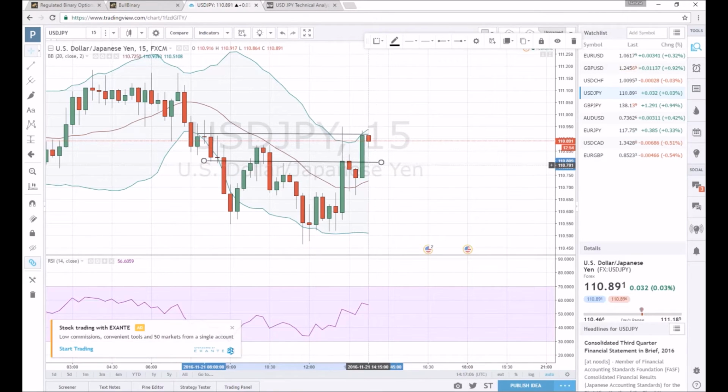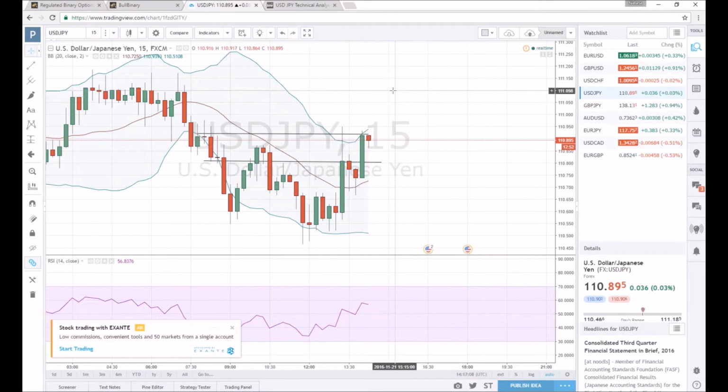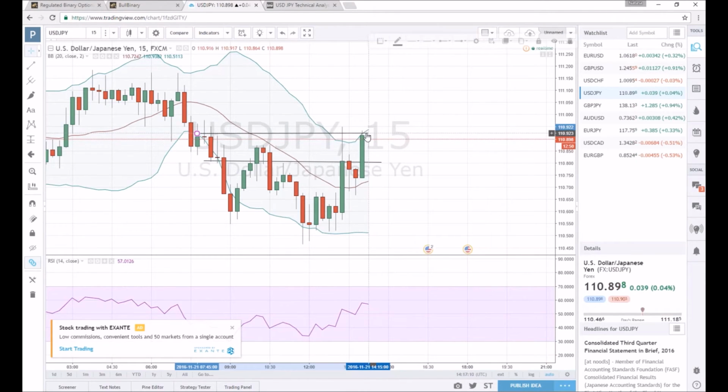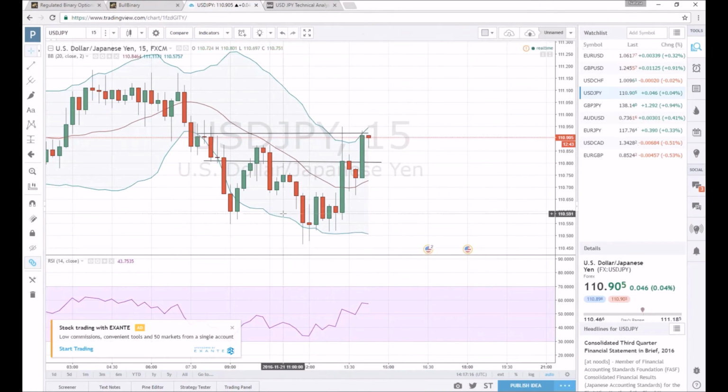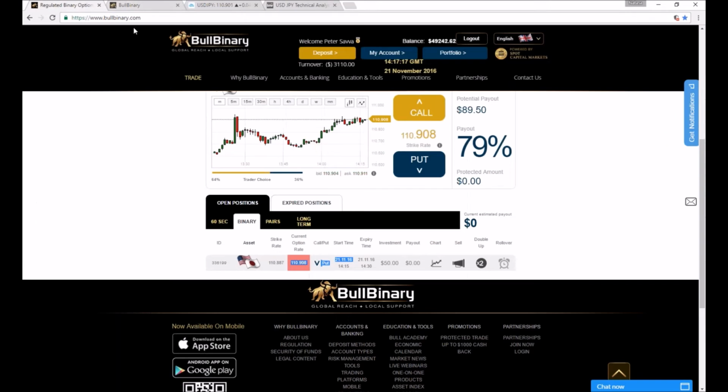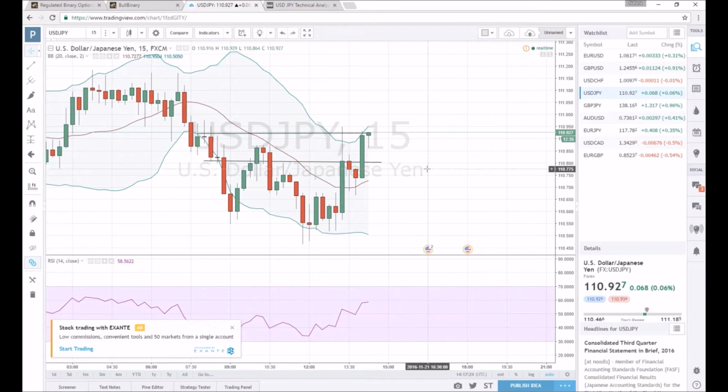Now, if the market hits that price, we will trade a call option. If it hits the top price, we will trade a put option. Okay. Now, it's like the Bollinger Bands of support and resistances. So this is a good opportunity for you to take advantage of the market based on support and resistances. Now remember guys, it's not going to work 100% of the time.